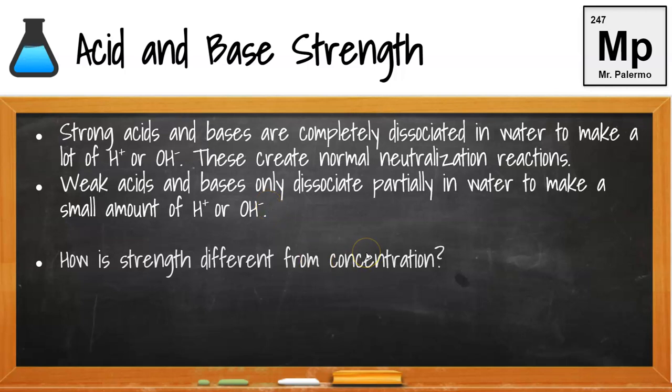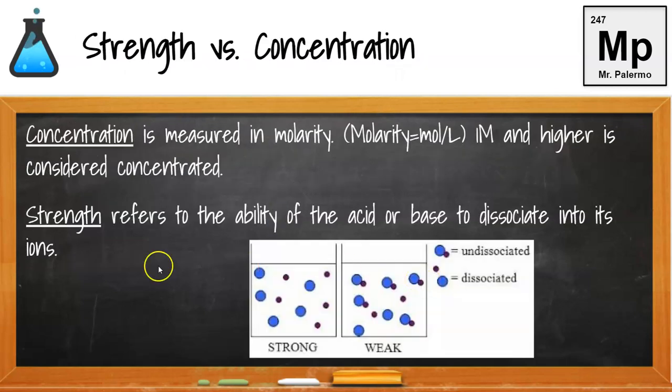So then how is strength different from concentration? Well, as we just said, strength refers to the ability of the acid or base to dissociate into ions. So here's a strong acid where it's completely broken apart or dissociated, and a weak acid where only some of the particles are broken apart or dissociated, and some are undissociated, as you can see here.